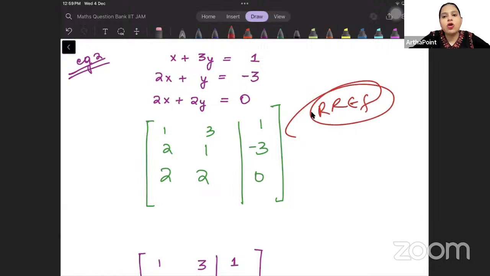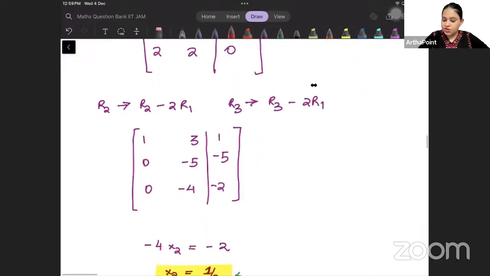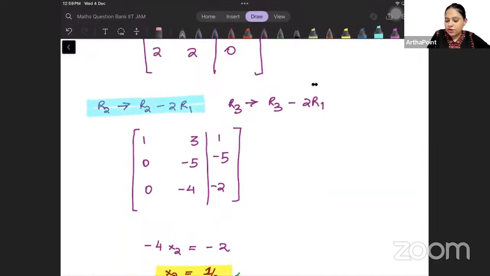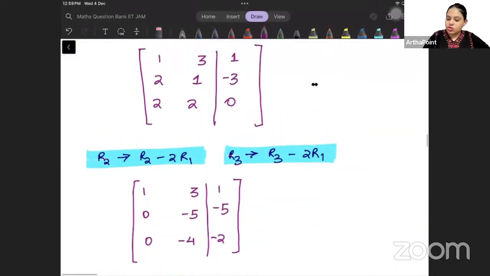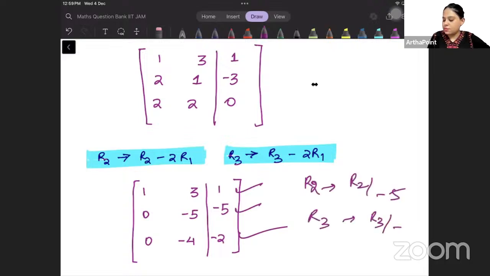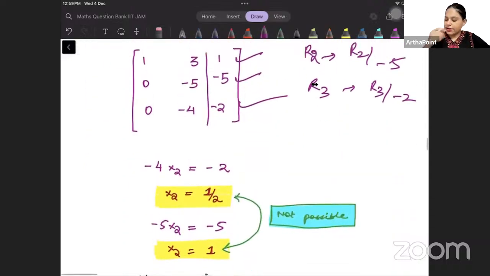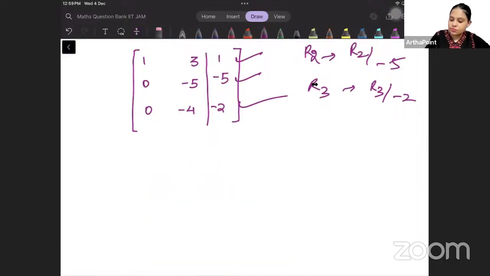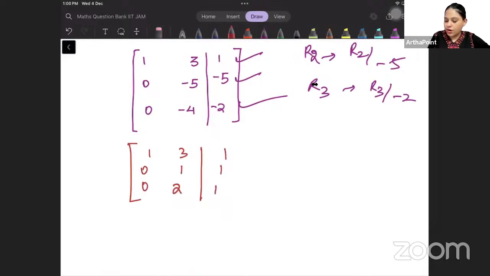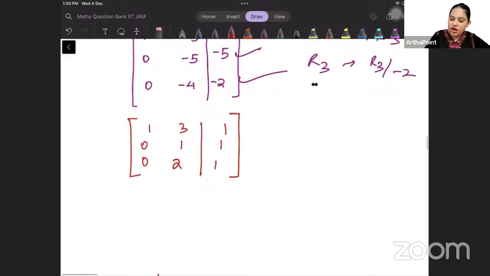So again, let's try to perform some operations on this. So I go ahead and I perform the first operation, which is going to be R2 goes to R2 minus 2R1 and R3 goes to R3 minus 2R1. Right? When you perform these operations, you will get this. Again, you can divide R2 by -5 and R3 by -2. When you divide this, you will get this. 1, 3, 1, 0, 1, 1, 0, 2, 1. Right? Is this clear?